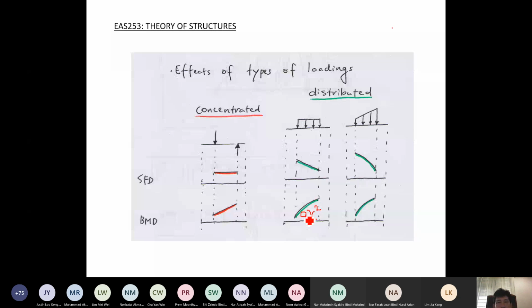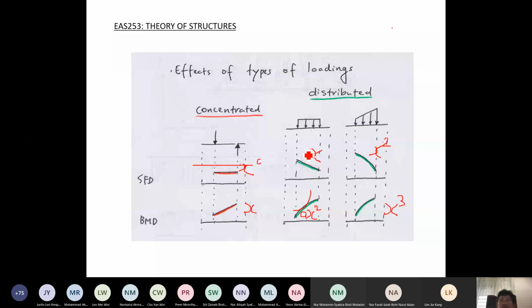And if you have a linearly distributed load, then the shear force diagram, instead of a straight line, becomes curved. So this becomes x squared, parabolic, and the bending moment becomes x cubed. Okay, so if the load is x, the shear becomes x squared. If the shear is x squared, the bending moment becomes x cubed. And if the load is constant, meaning x to the zero, the shear becomes x. Okay, so these are the effects of types of loading. It's very important for us to take note of this so that we are able to judge whether the bending moment diagram and shear force diagram that have been drawn are correct or not. Are they reasonable or not?